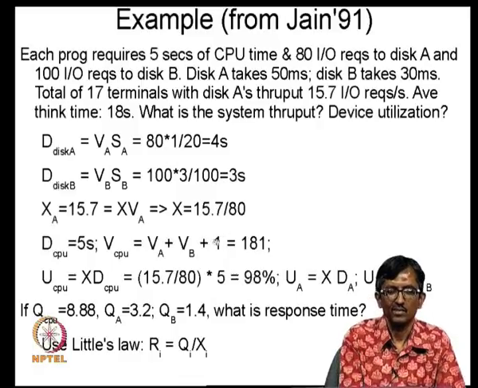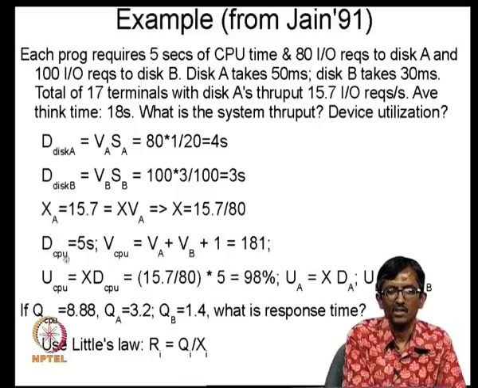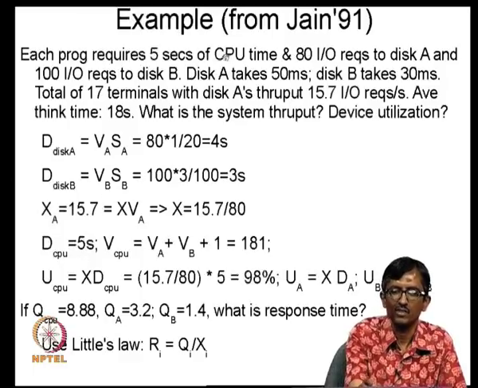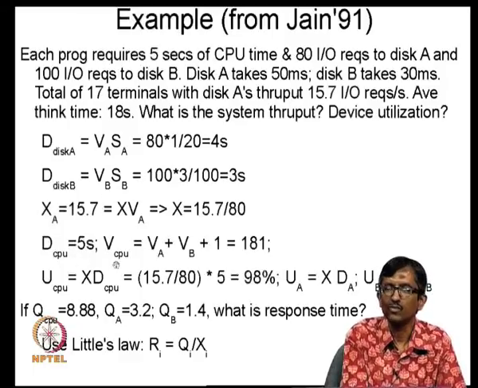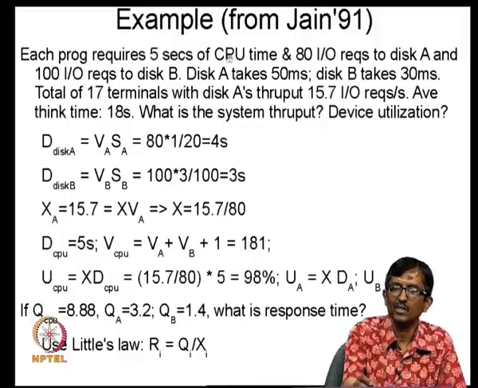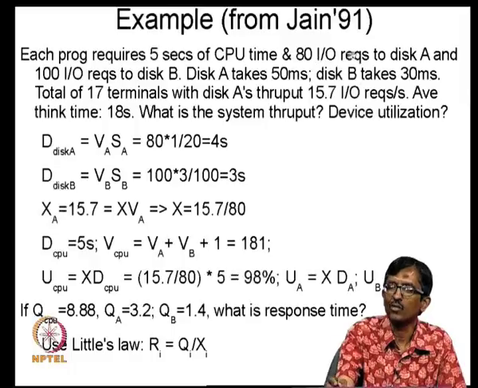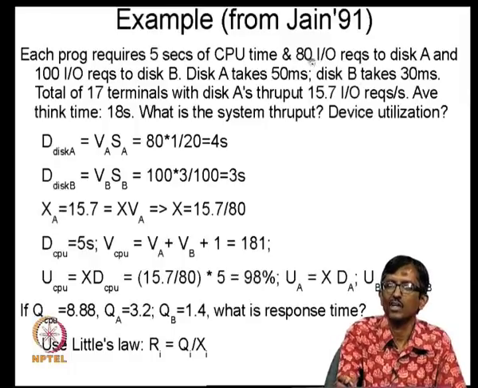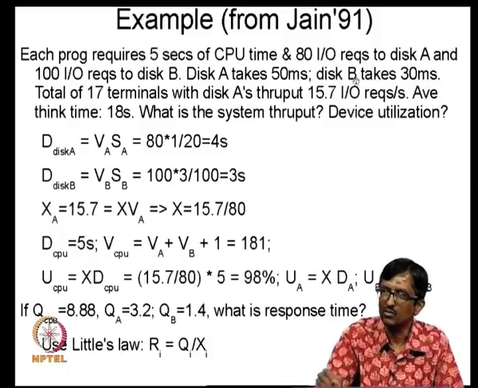Okay. Similarly, if you look at the CPU, it says it takes 5 seconds of CPU time. Now, what is the visits to CPU? The assumption is that your program requires 80 IO requests and 100 IO requests. That means it has to do something, then go to disk, and do something, go to disk, A, B, etc. That means it has to keep visiting those things.